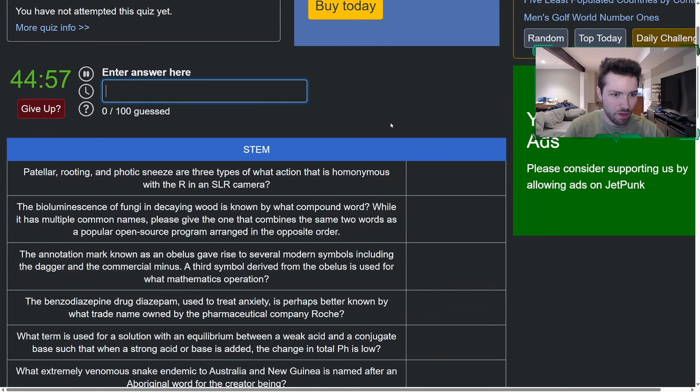Patellar, rooting, and photic sneeze are three types of what action that is homonymous with the R in an SLR camera.